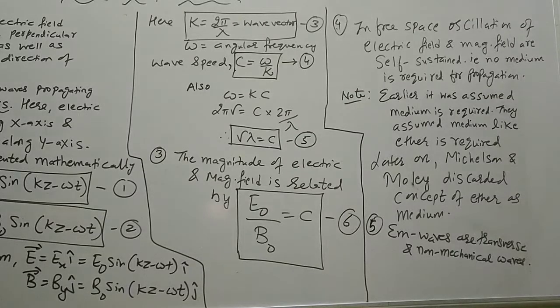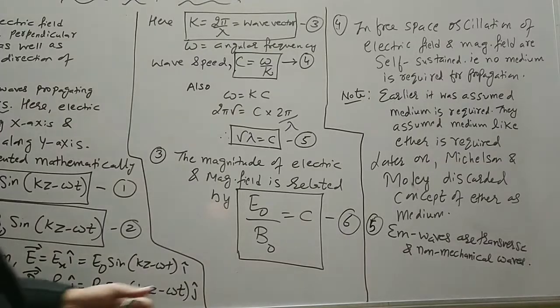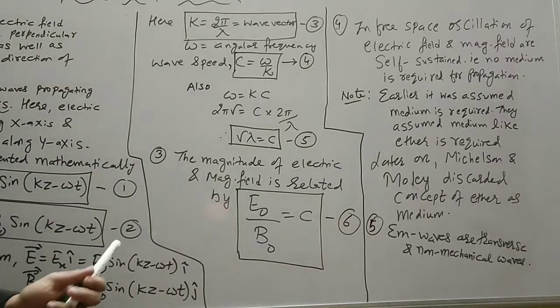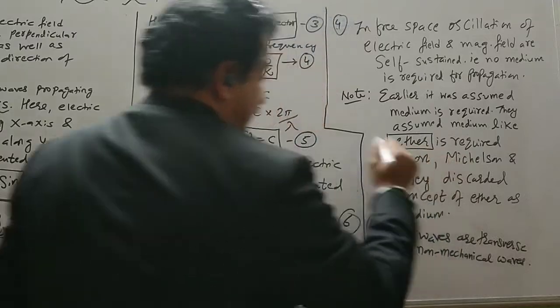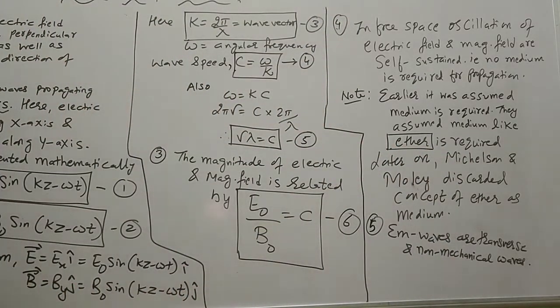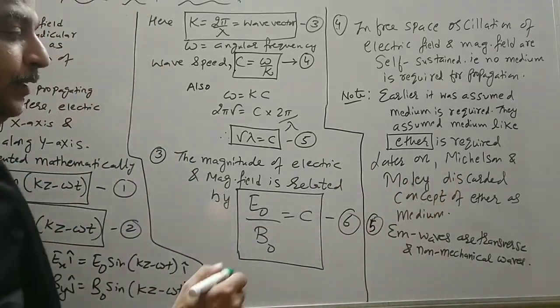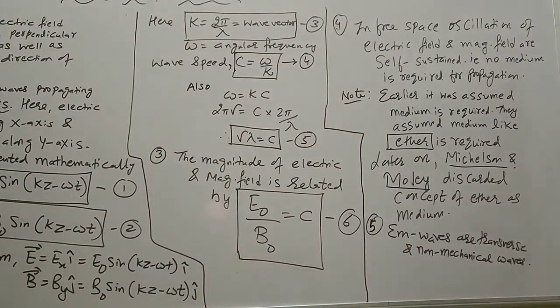So it is self-sustained, and no medium is required for its propagation. Also, you have to keep this in mind: earlier it was assumed that a medium is required, and different scientists assumed a universal medium which was called ether at that time. That universal medium, ether, was thought to be required for the propagation of electromagnetic waves. However, Michelson and Morley discarded the concept of the ether. These two scientists, Michelson and Morley, performed an experiment and they discarded the concept of ether as a medium.